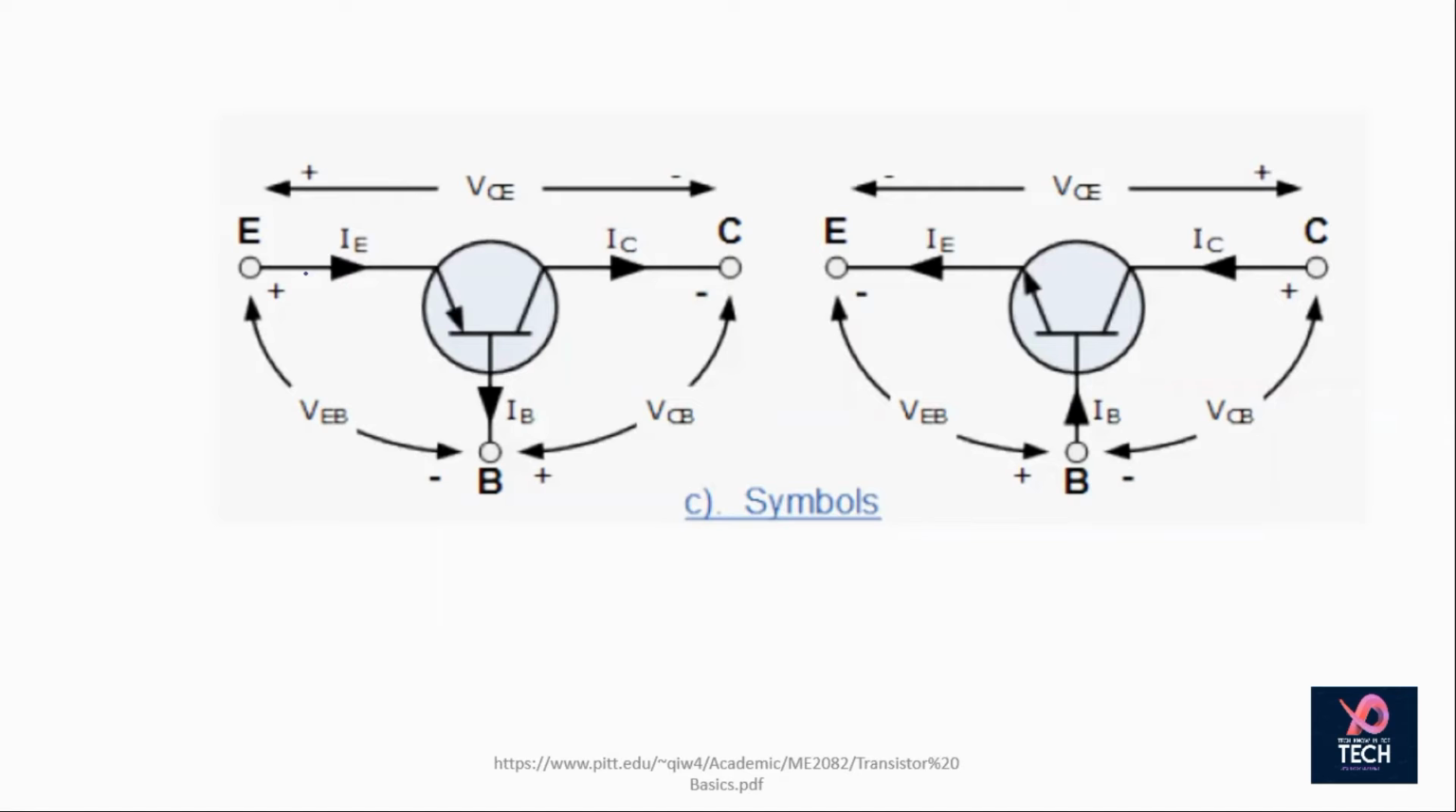If the current direction is from emitter to base, what is the conventional direction of the current? It is in the direction of holes. So holes are moving from this to this. That means what is the origin of holes? P type. And what is the termination of holes? N type. So this is a PNP transistor.